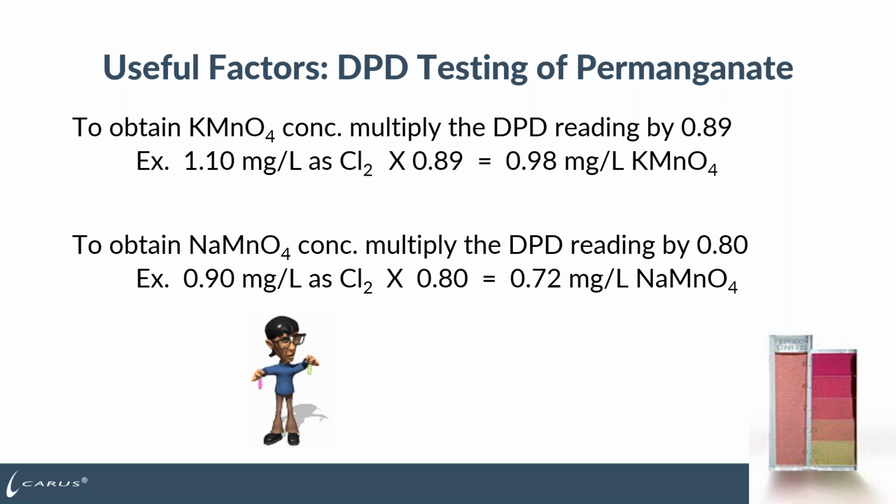In the case of sodium permanganate, the math's a little different. It's 0.8 times your reading. So just keep in mind your DPD reading that you get is going to be a slightly higher number than what the actual concentration of permanganate is. And that's just because of the difference between how permanganate reacts with the reagent versus chlorine.